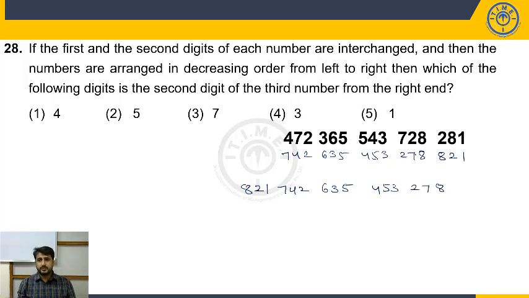Now what is the question asked? Which of the following digits is the second digit of the third number from the right hand? First number from the right hand, second number from the right hand, third number from the right hand. Now in the third number from the right hand, which digit are they asking for? Second digit. What is the second digit? 3. Choice 4.